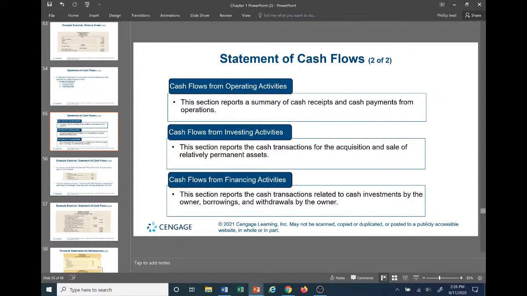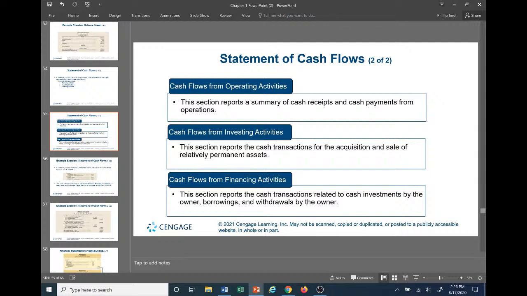Cash flows from investing activities. This section reports the cash transactions for the acquisition and sale of relatively permanent assets. What do we mean by permanent assets here? Let's talk about property, plant, and equipment. Anytime we buy land or machinery or vehicles, stuff of that sort, or even investments and available for sale investments, these are investing activities.